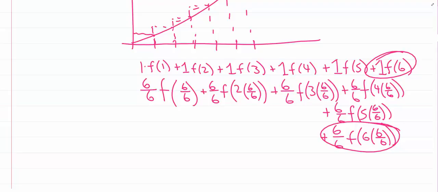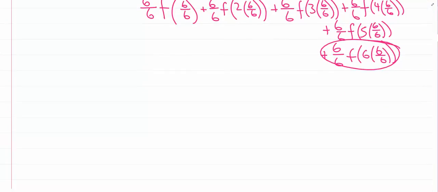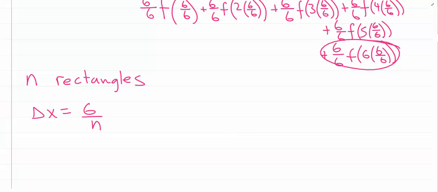And, okay, so this is very important. As we increase the number of rectangles, the number of divisions, we get a better estimate of the area under that curve, right? That's for sure. Now, let's be general. Let's just say there's n rectangles. Okay? Let's suppose we have that. Well, then delta x, isn't delta x just going to be 6 over n? Do y'all see that?